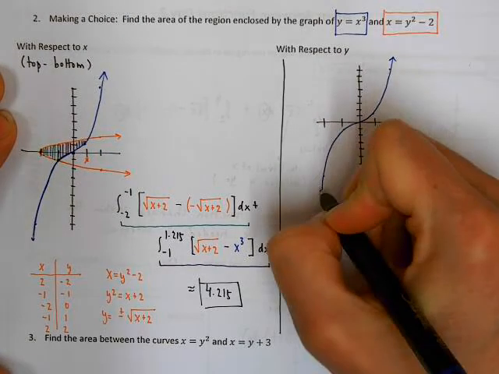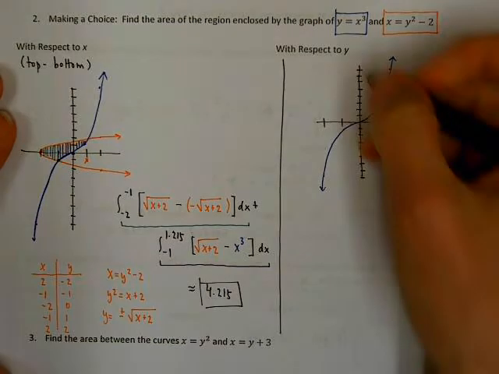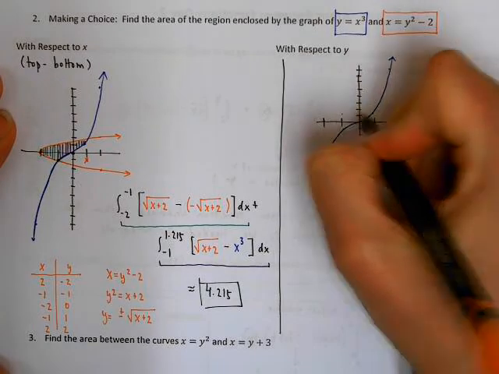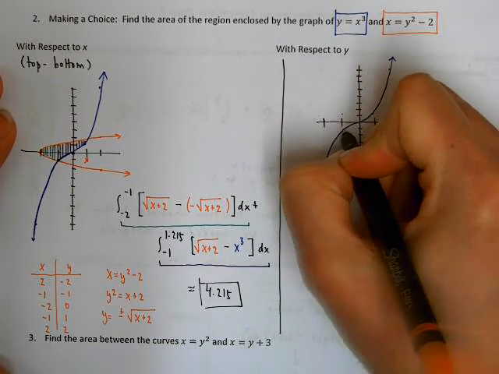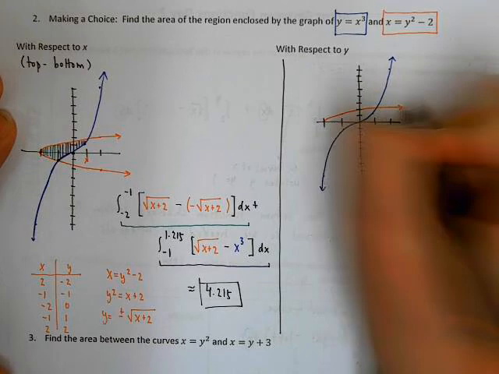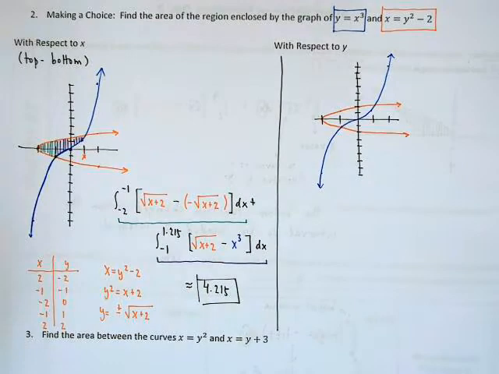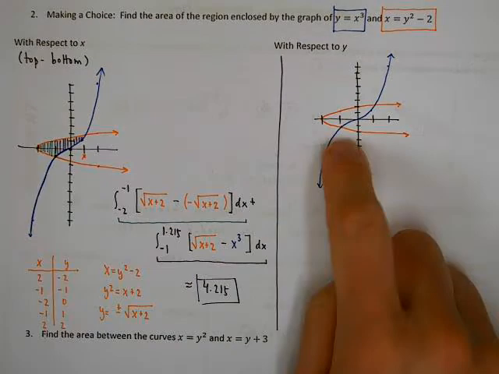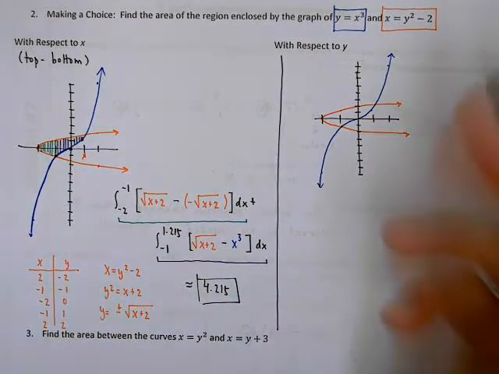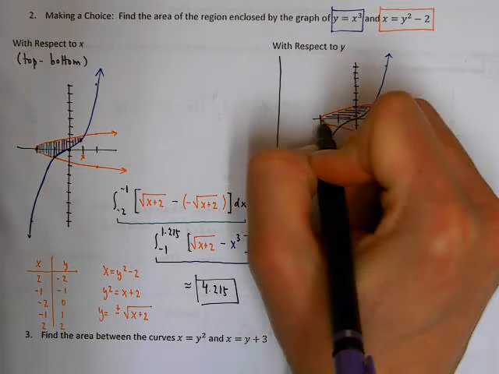That one was a little better. All right, so there is my blue curve, and then this guy, using my same points. Okay, so there was our region. Again, we can see the area trapped in between here. But now we're going to go with respect to y, which means I'm going to shade it in this way to keep myself straight.